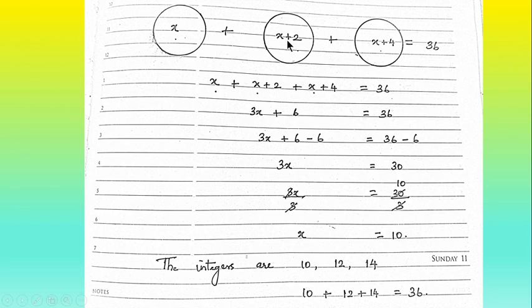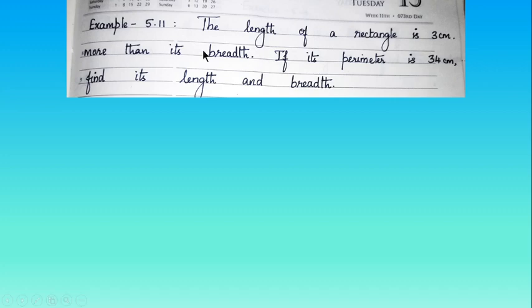And what about the second integer? When we replace x here, what do we get? 10 plus 2 is equal to 12. And again we are going to replace 10 here in the third integer. So 10 plus 4 is equal to 14. Again, if you want to check, you can also check it. 10 plus 12 plus 14, you will be getting it as 36. That's it. Let's learn example 5.11.